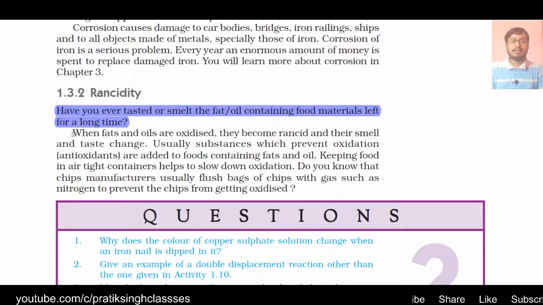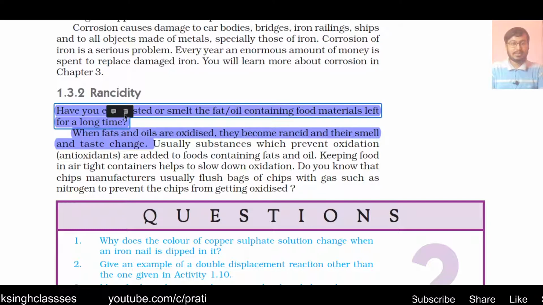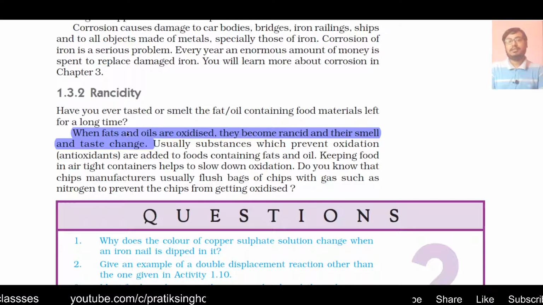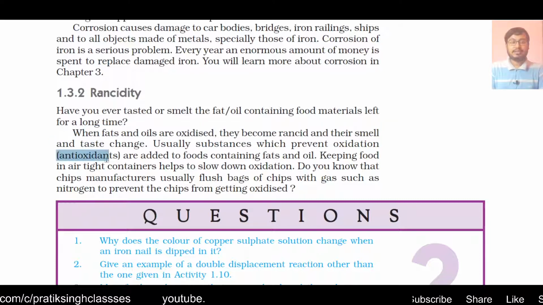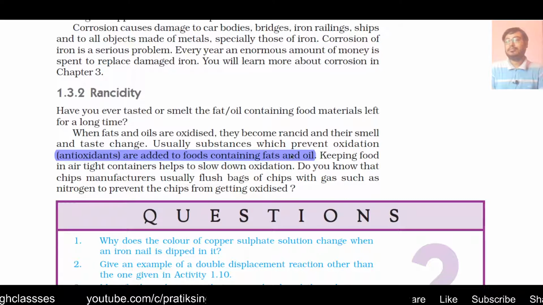What really happens there is the fats and oils are oxidized and become rancid, and their smell and taste change. If you taste or eat these types of food, it may cause food poisoning. Usually substances which prevent oxidation, also called antioxidants, are added to foods containing fats and oils. To prevent food from spoiling, we add cooking oil or fats, which keeps the food particles from coming in contact with air or atmosphere.